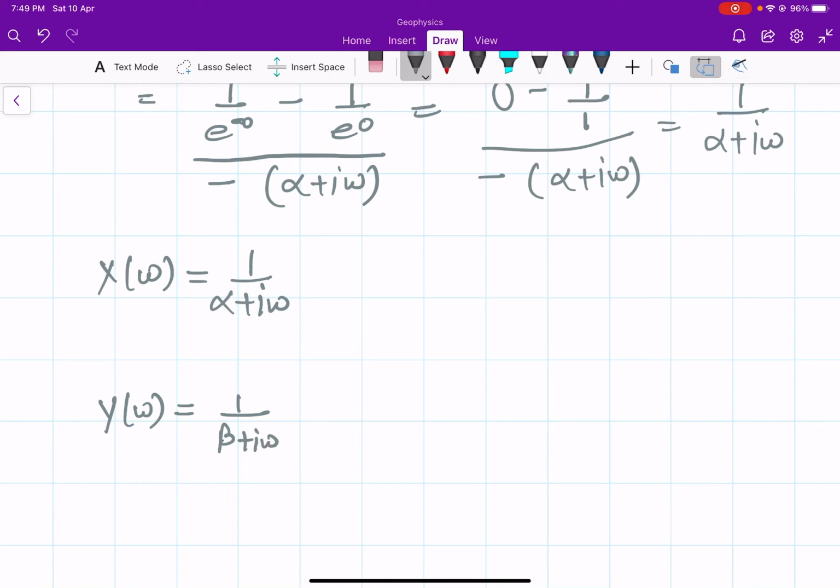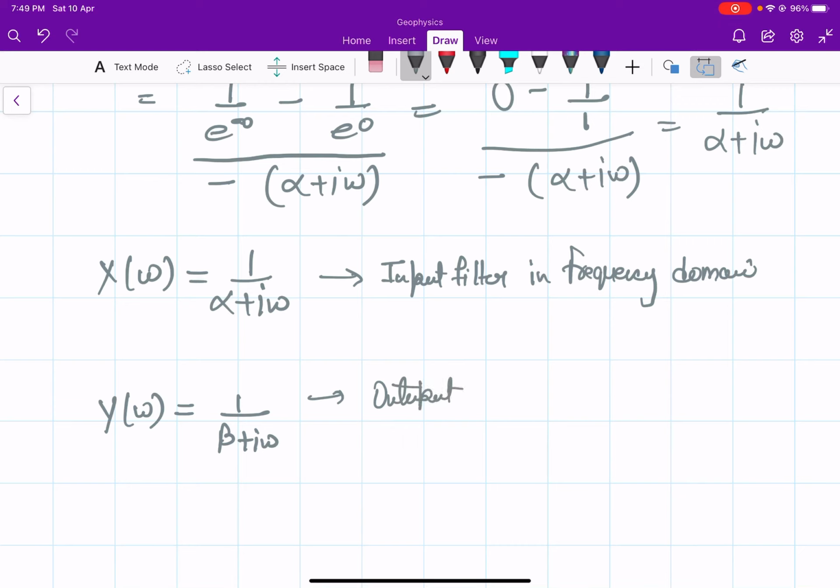So you will get the value of the input filter in frequency domain and the output filter in frequency domain.